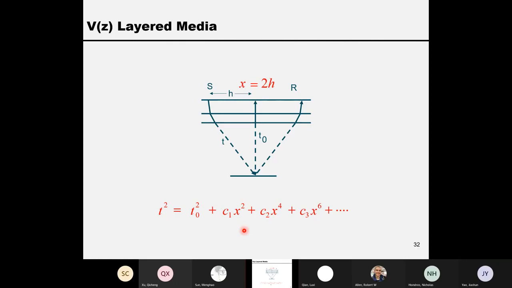First, you assume the source and receiver are very close, so the offset is small. Only when the offset is small do the high order terms become smaller and ignorable, right? That's one thing. Secondly, all these layers must be horizontally layered. So those are two assumptions involved.